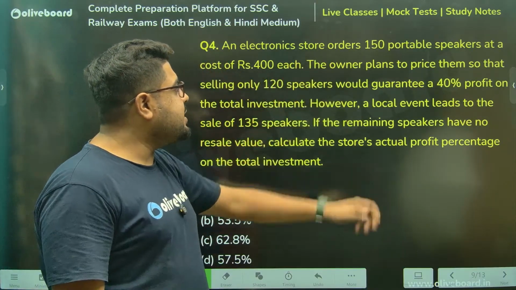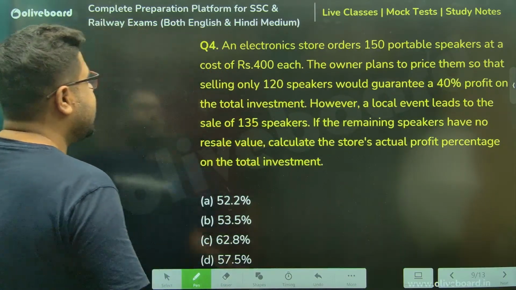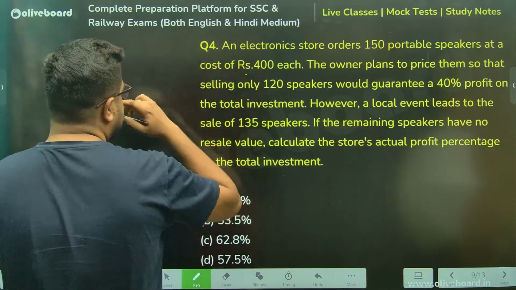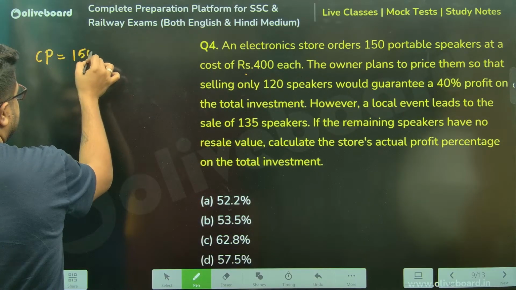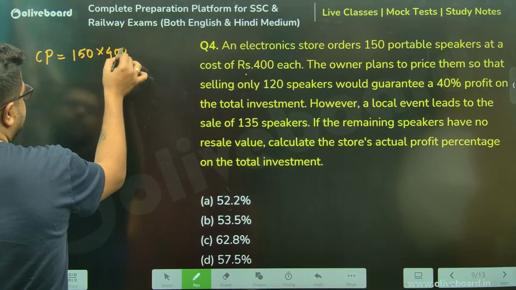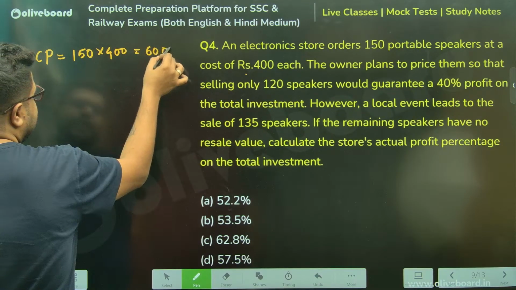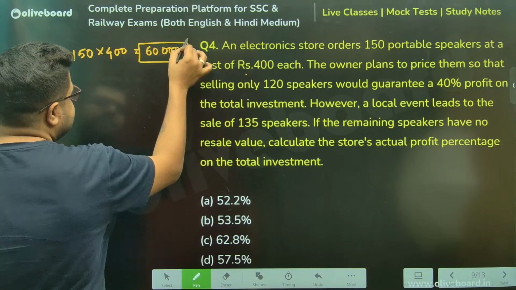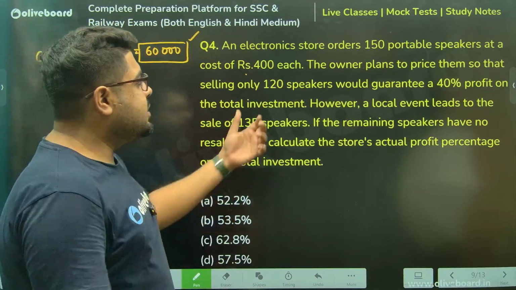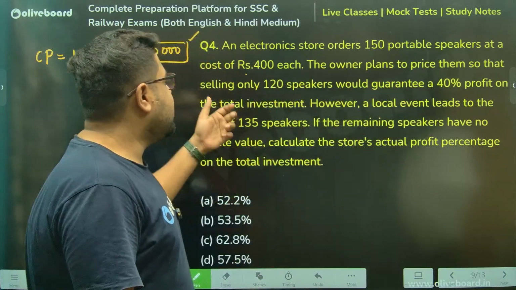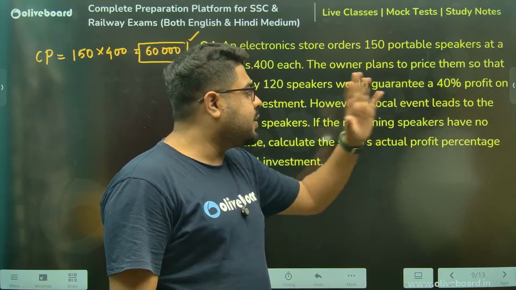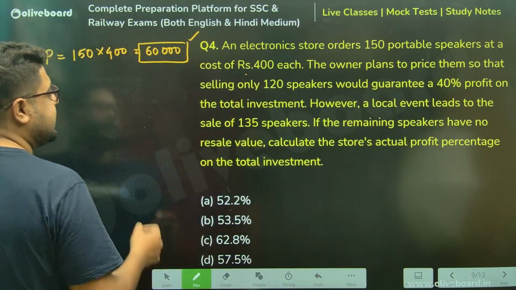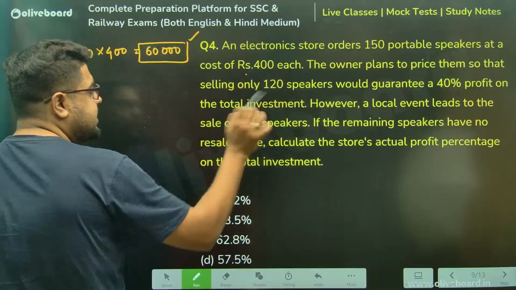An electronic store orders 150 portable speakers at this rupees costing. So total CP is 150 into 400. 15 fours are 60 and there are 3 zeros at the end, so 60,000 rupees is CP, sir. The owner plans to price them so that selling 120 speakers will guarantee 40% profit on total investment. Acha, sir. And there is no discount there.